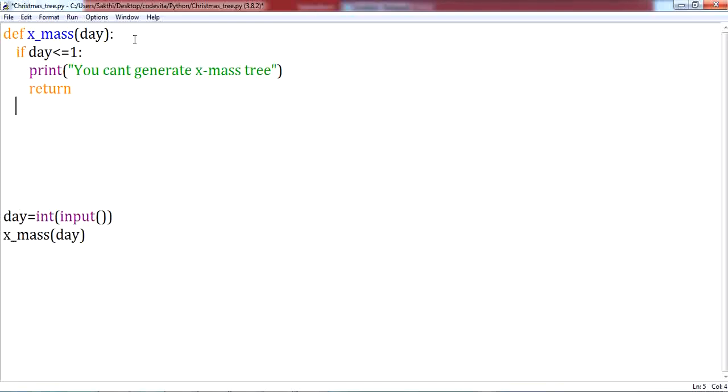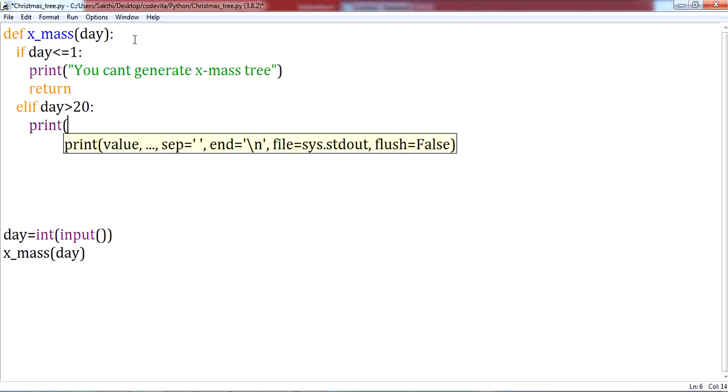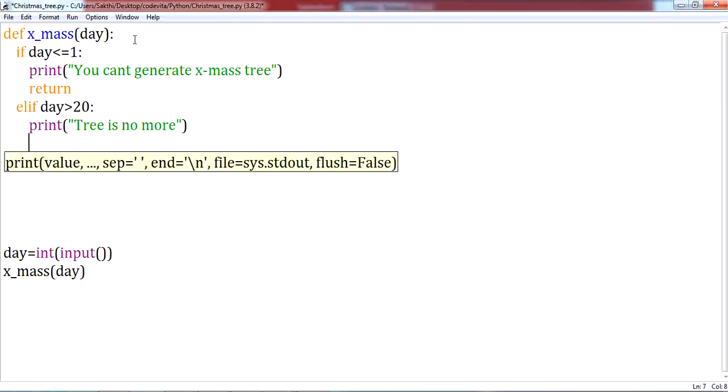Clear? Else, or I can put elif, if my day is greater than 20. After 20, there will be no more tree, so let me print "tree is no more". This is a basic condition they have given, where your constraint is that the day value should be greater than 1 and less than or equal to 20. Clear? So I have given this filter condition.